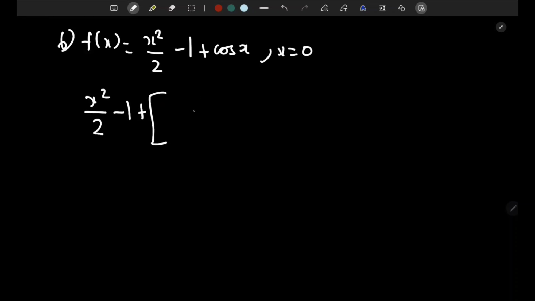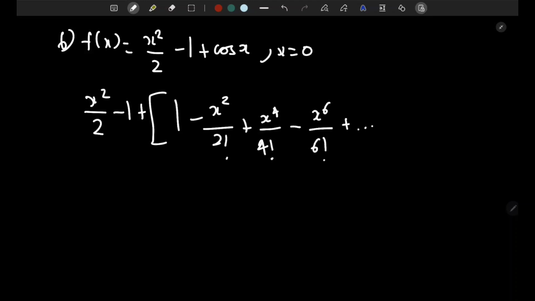in brackets, 1 minus x squared over 2 factorial plus x to the power of 4 over 4 factorial minus x to the power of 6 over 6 factorial plus, and if you see, we can cancel this 1 with this minus 1, and minus x squared over 2 factorial is equal to minus x squared over 2, so we can cancel this part with this part. So all we're left with is the sequence which follows after this.